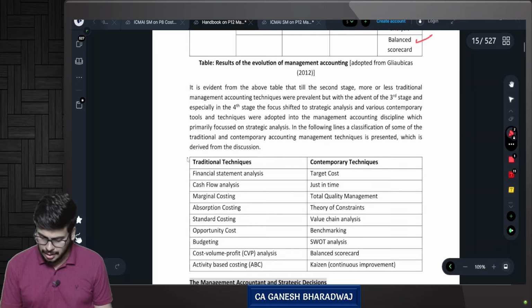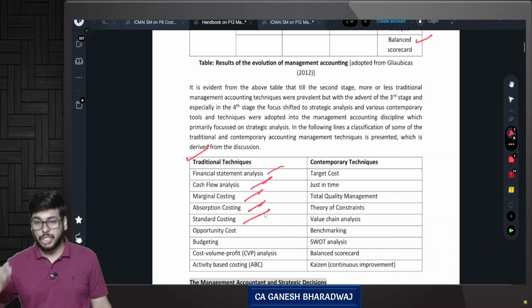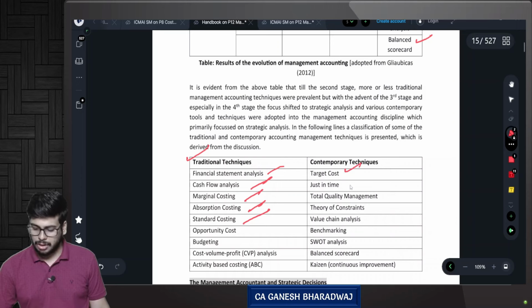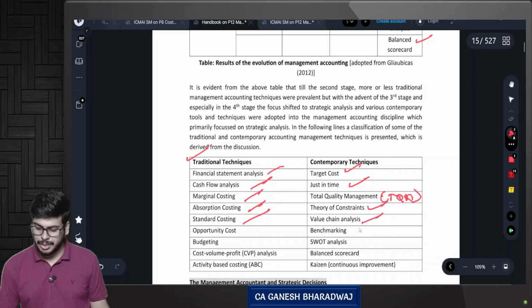If you look at this here, traditional tools: financial statement analysis, cash flow, marginal costing, absorption costing, standard costing, and so on. But in contemporary techniques, new techniques, you've got target costing, just in time, total quality management. It's called TQM. Theory of constraints, value chain analysis, benchmarking, SWOT analysis, balanced scorecard, and Kaizen costing.